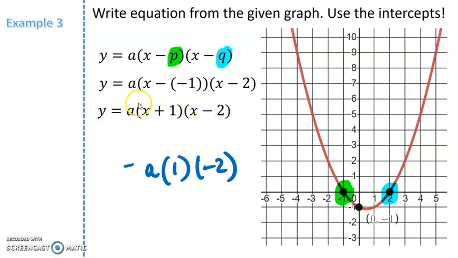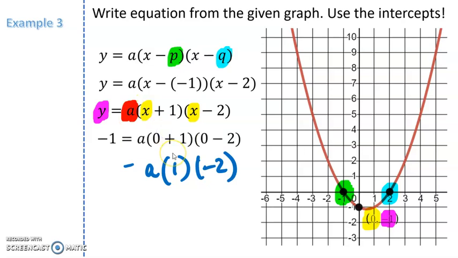So we're going to go find an xy point and plug that in. So we have an xy point of (0, -1). So we can plug in 0 for x here, and we can plug in -1 for y. And now that's going to help us solve for a. So when we do that, we create an easy little baby equation that we can solve.